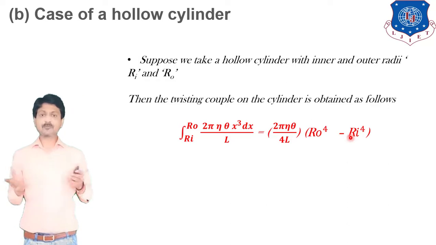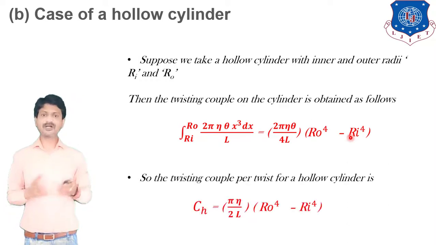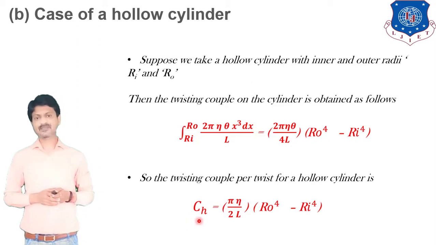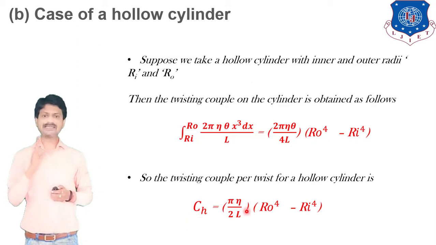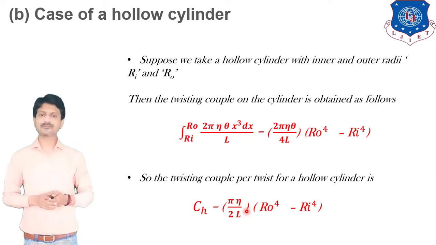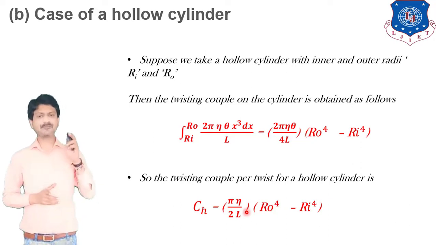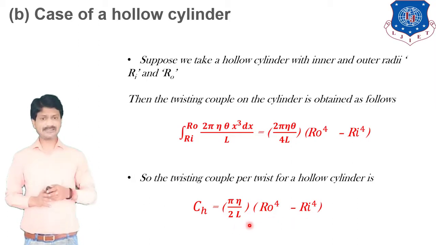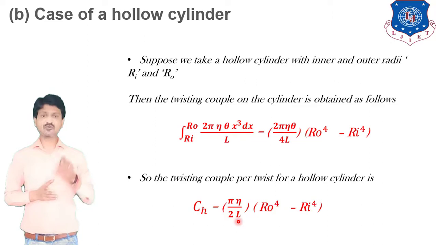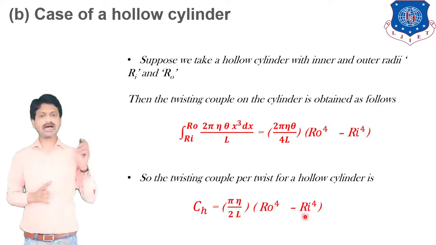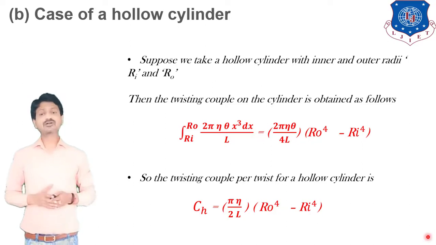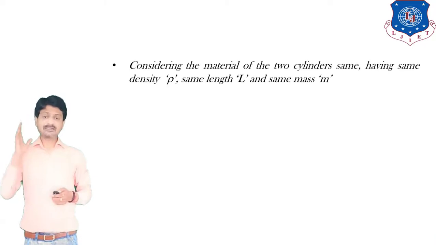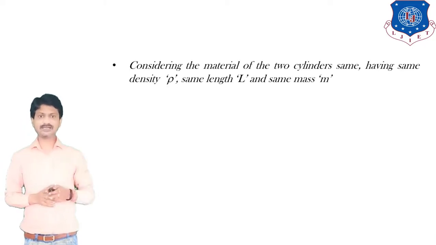So the twisting couple per twist for a hollow cylinder is CH equals pi eta upon 2L times Ro raised to 4 minus Ri raised to 4. This is the value of twisting couple per twist, or we can say the torsional rigidity is CH equals pi eta upon 2L times Ro raised to 4 minus Ri raised to 4. Now, we have the two values for the solid cylinder and the hollow cylinder.